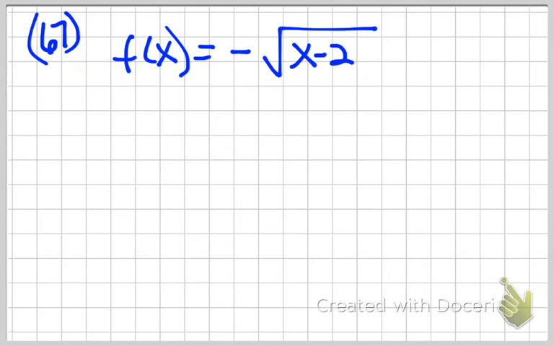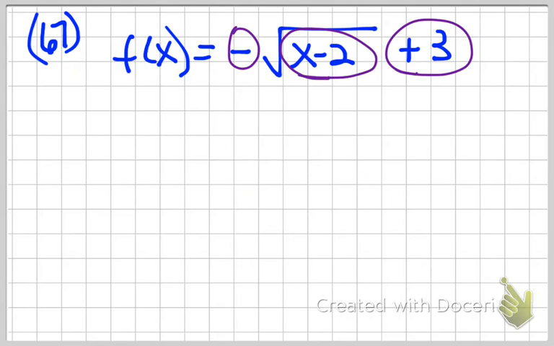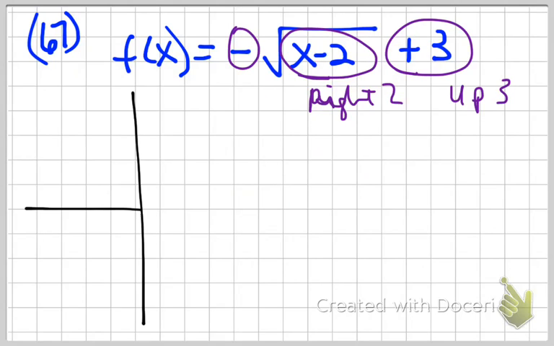For number 67, f of x is the negative square root of x minus 2 plus 3. So this is going to be reflected, shifted right 2 places and up 3 places. Right 2, up 3. Okay, so on my graph, I'm going to start out right 2 and up 3, so I'm going to have a dot at 2, 3.